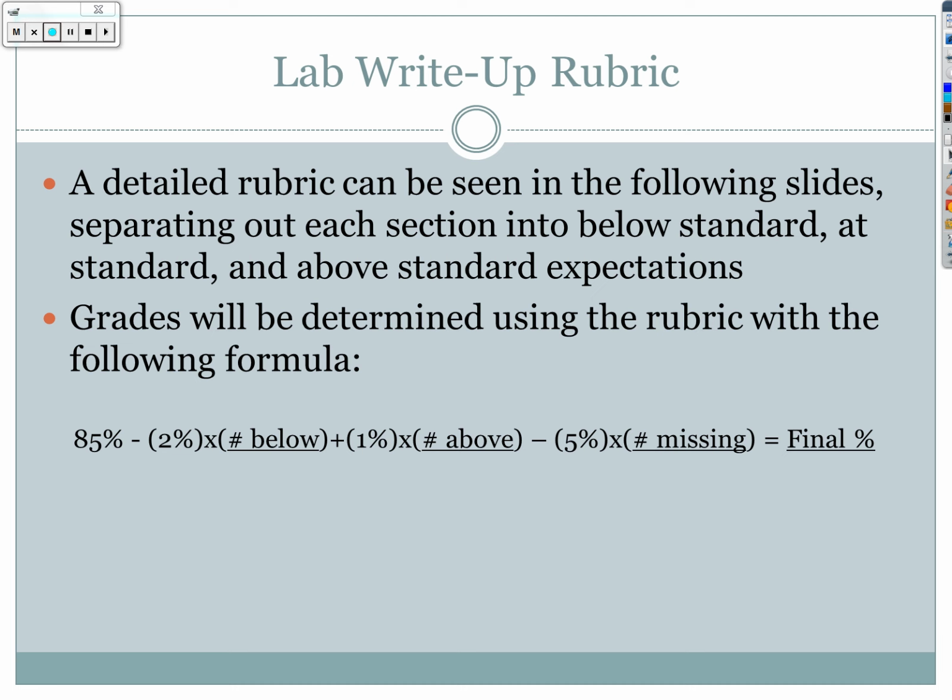So the fact that you turned in a lab report doesn't guarantee 85%. We start at a base of 85%. So if there's the presence of a lab report, you start out at 85%. We're going to subtract 2% times the number of bullet points that you are in the below expectations range for each of your sections. And then we will add 1% for any time you're above standard expectations. And we will subtract 5% times the number of items that are missing, and that'll give you your final percentage.